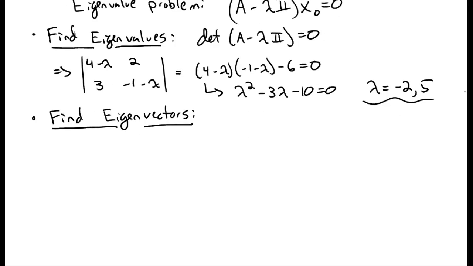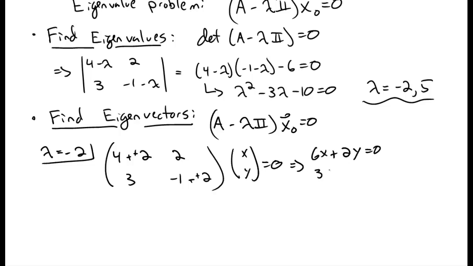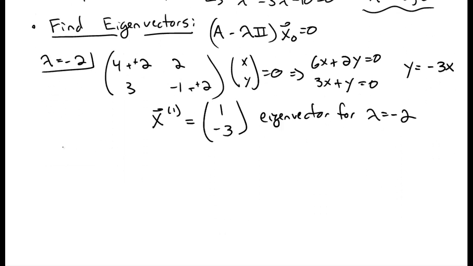Now to find the eigenvectors, we go eigenvalue by eigenvalue to figure out what these eigenvectors are. And recall, we're trying to solve this equation: A minus lambda times the identity matrix times the eigenvector x naught is equal to 0. So what this turns into for our eigenvectors are two equations which can be solved by y is equal to minus 3x. We're choosing the simple solution. We get a column vector for the eigenvector for lambda equal to -2 of (1, -3).